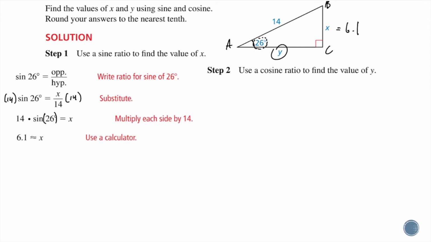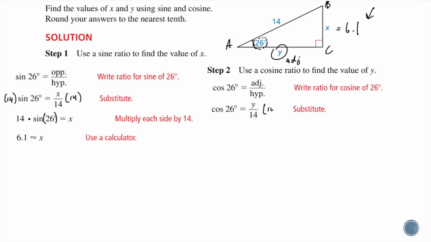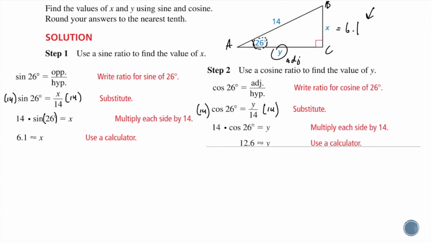In this case, we're going to use cosine. You could have used tangent since we were given the opposite side. But let's take a look at how cosine looks. Cosine of 26 degrees is equal to the adjacent, my value of y, divided by the hypotenuse, which is already given. So substituting those in, and again multiplying 14 on both sides, I get 14 times cosine of 26, which is approximately 12.6.